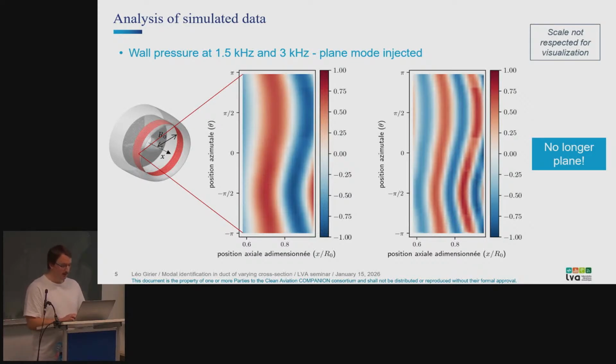plane, clearly. So there is an effect, especially of the mean flow, that we will try to understand and capture. But basically you have this kind of sinuous pattern of the wave front and also small differences in wavelength depending on if you are at the top or the bottom of the duct. So that's what we'll try to retrieve later on.